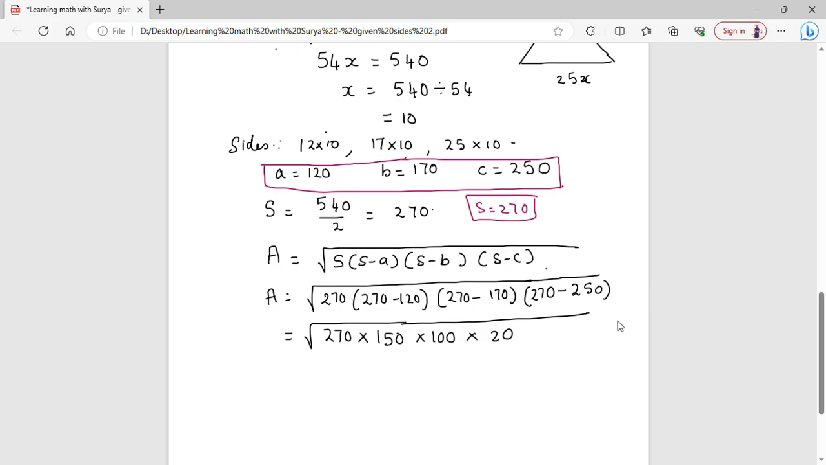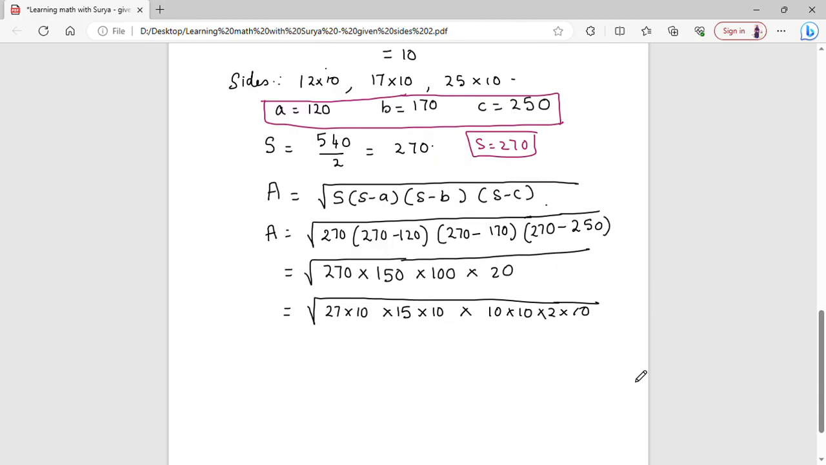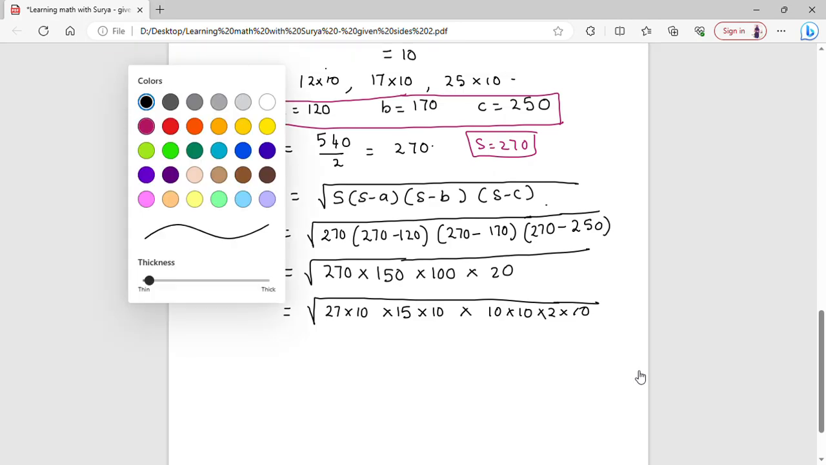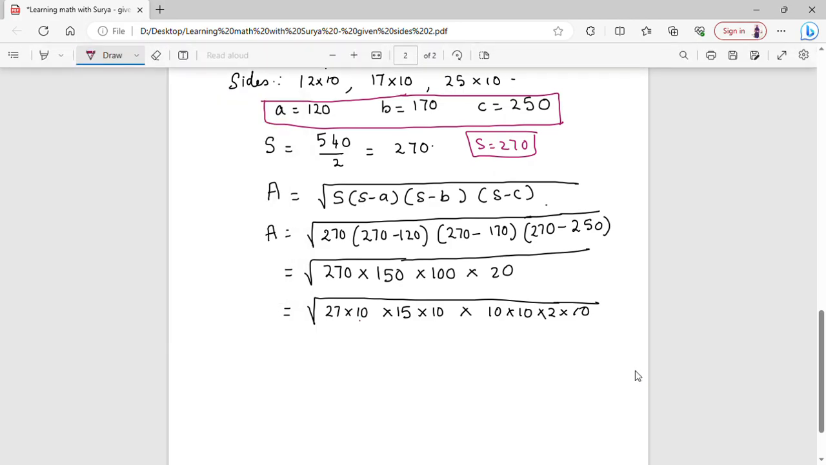Yes. So now what do we do? We have so many zeros. So what I would do? I would write this as 27 times 10. This one I would write as 15 times 10. This one I would write 10 times 10. And I have this as 2 times 10. Alright. So basically, what happens is, let's identify all that which has, so this is 10 and 10, this is 10 and 10.